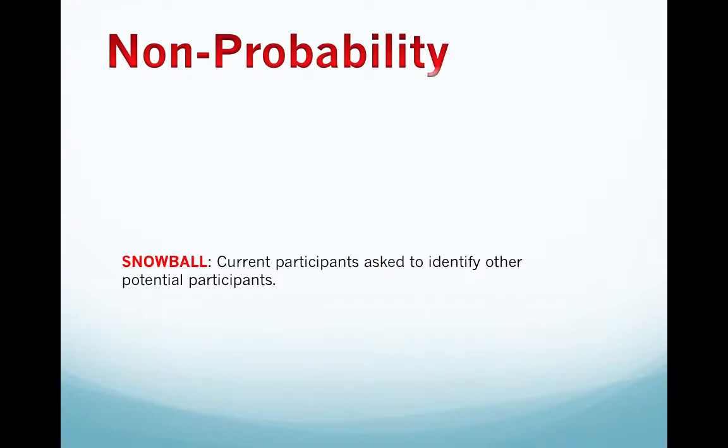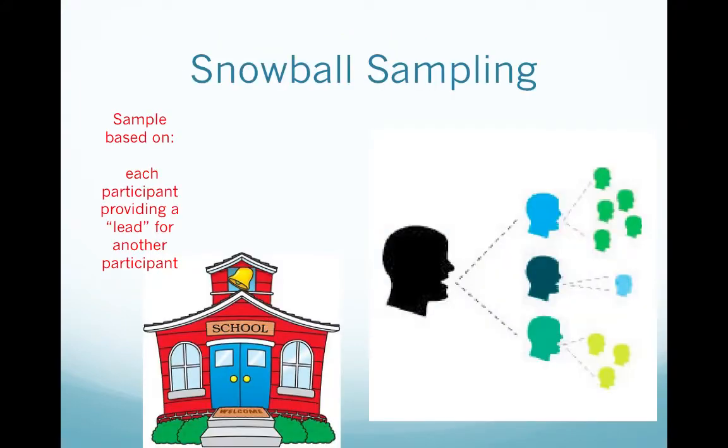The third non-probability sampling method is called snowball sampling. In snowball sampling, the researcher asks current participants if they know of anyone else who might want to participate in their study. With this technique, there is nothing random about how participants are selected. Let's look at an example within our Baylor study.